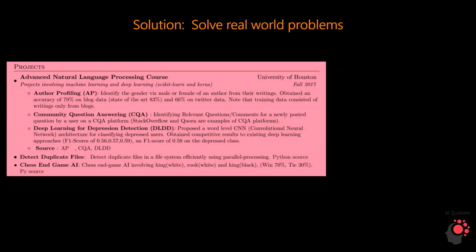Now look at this particular person's portfolio. She also did a course in a university, but you see the kind of project she took during the course. She looked at data from Twitter, data from blogs, and also data from Stack Overflow and Quora. This tells a recruiter that while learning a course, she was not limited to course projects. She was actually collecting data from real world data sources like Twitter, Coursera, and blogs.